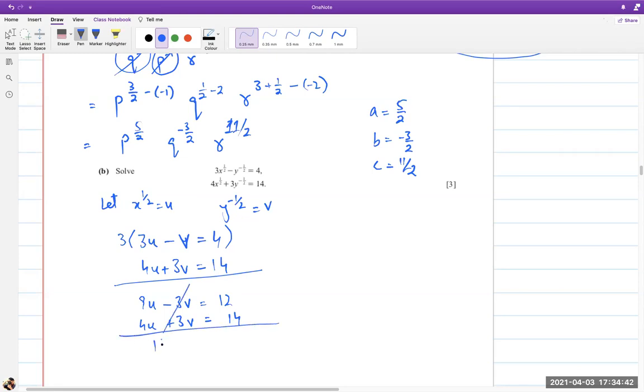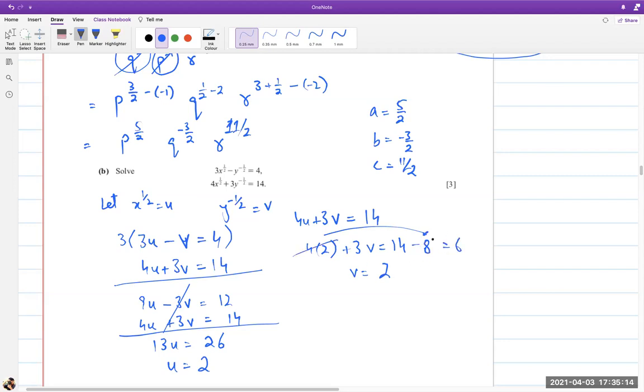This cancels out, you're left with 13u is equal to 26, u is equal to 26 over 13, which is 2. Then I have v from 4u plus 3v. Any one equation would do, so it becomes this. So 4 into 2 plus 3v is equal to 14. That leaves me with v is equal to 8 by 3. Oh, sorry, 6 by 3, which is 2. I just subtracted it, this becomes 6, so 3v is equal to 6. So let me just write it, 3v is equal to 6 and v is equal to 2.